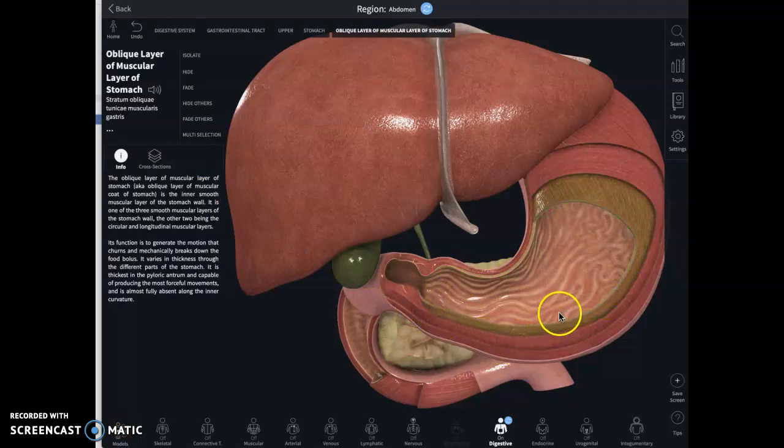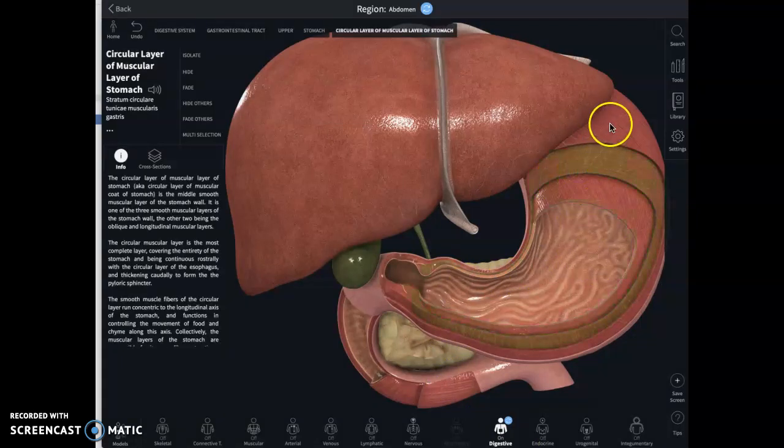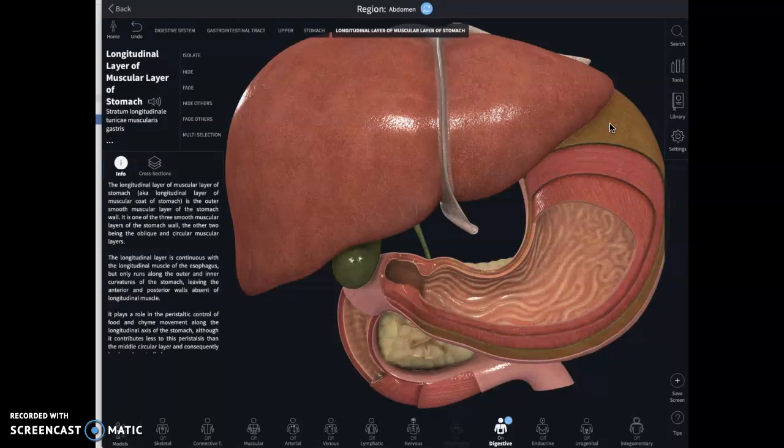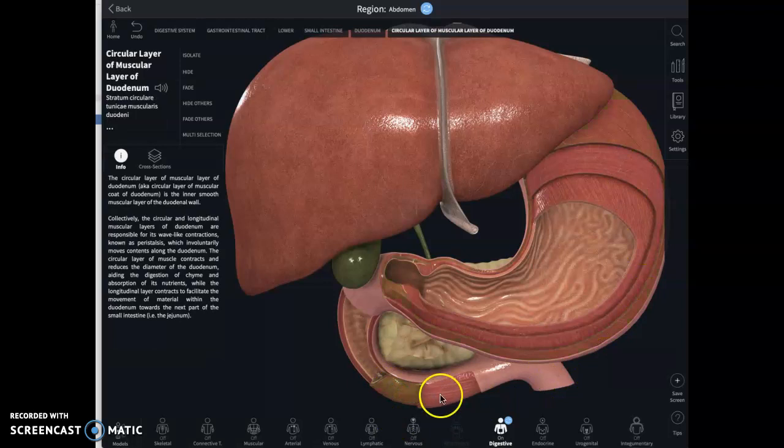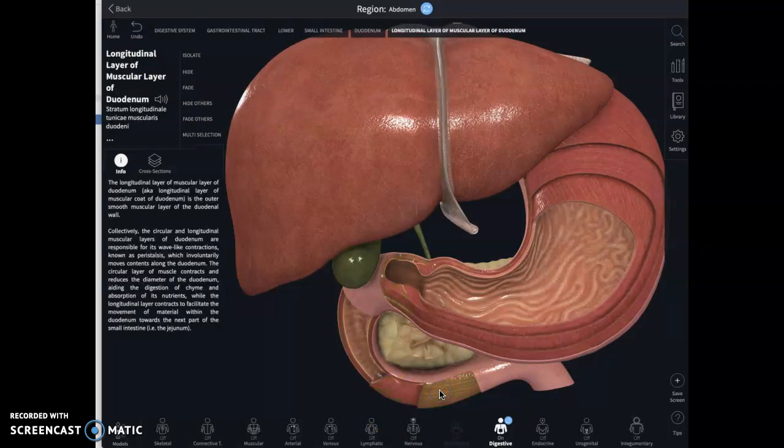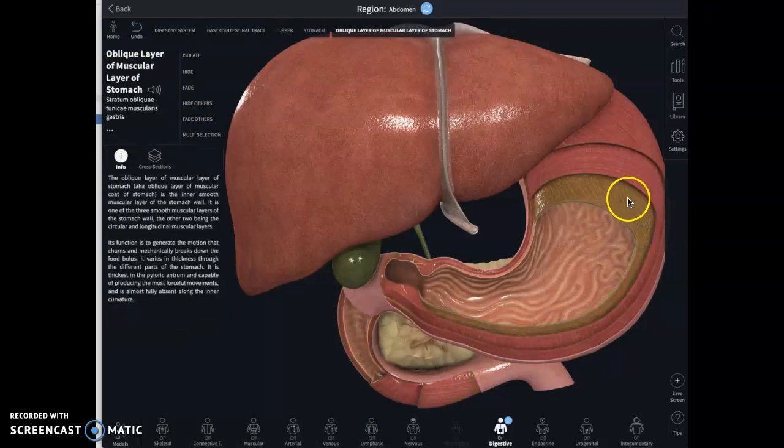And lastly, I want you to do the 3 layers of the muscle layer. So this is the inner oblique layer. This is the middle circular layer. And this is the outer longitudinal layer. Remember, for the intestines, we have only an inner circular and an outer longitudinal layer. So here, look at the directions they go. That's why I want you to actually do that.